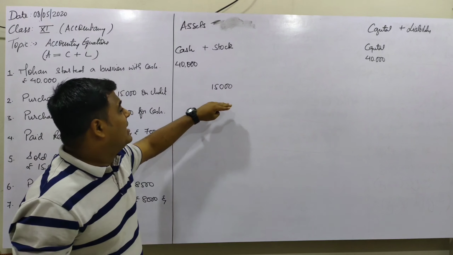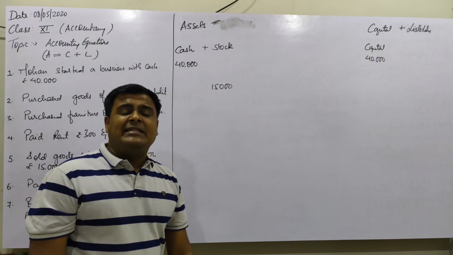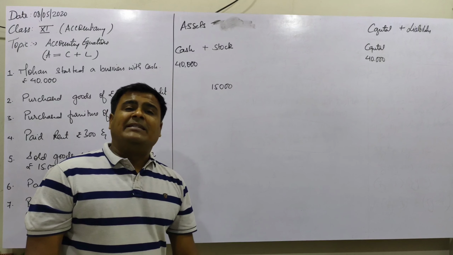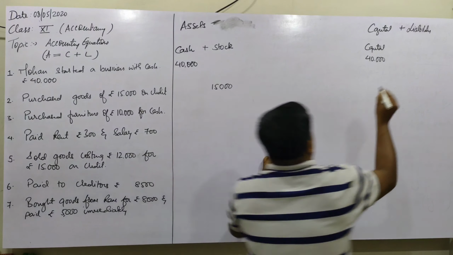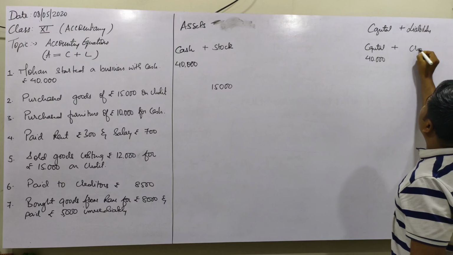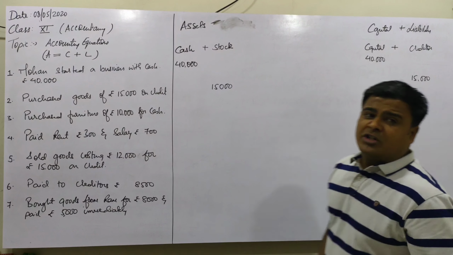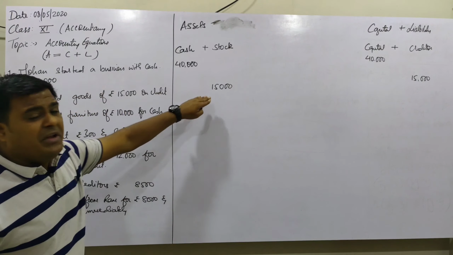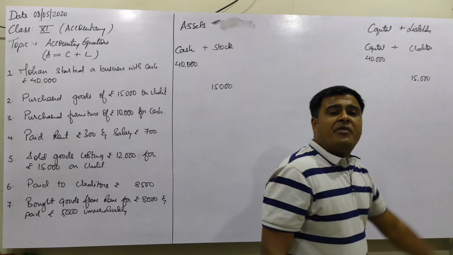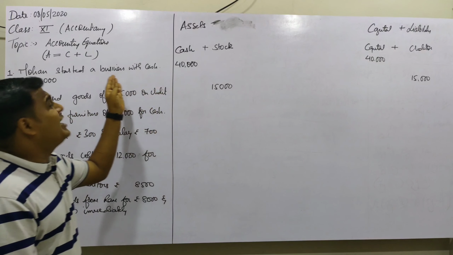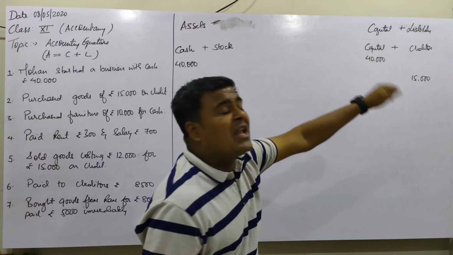15,000 is added in the stock and it is on credit. So any person who supplies the goods on credit to the business is a creditor. So here on the liability side, one more account will open, that is creditor of 15,000. So if we make a total, 40 plus 15 is 55,000. The total on the asset side is 55,000 and on the liability side is also 55,000. So here it satisfied the equation, that is A is equal to C plus L, that is assets will always be equal to capital plus liability.